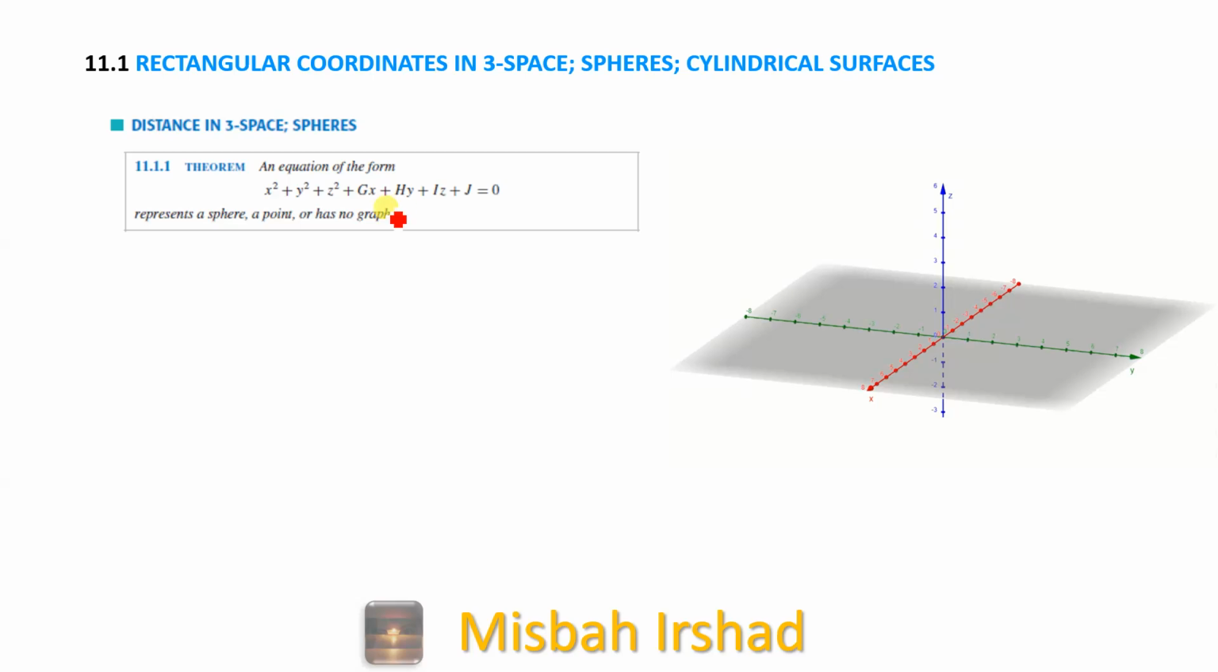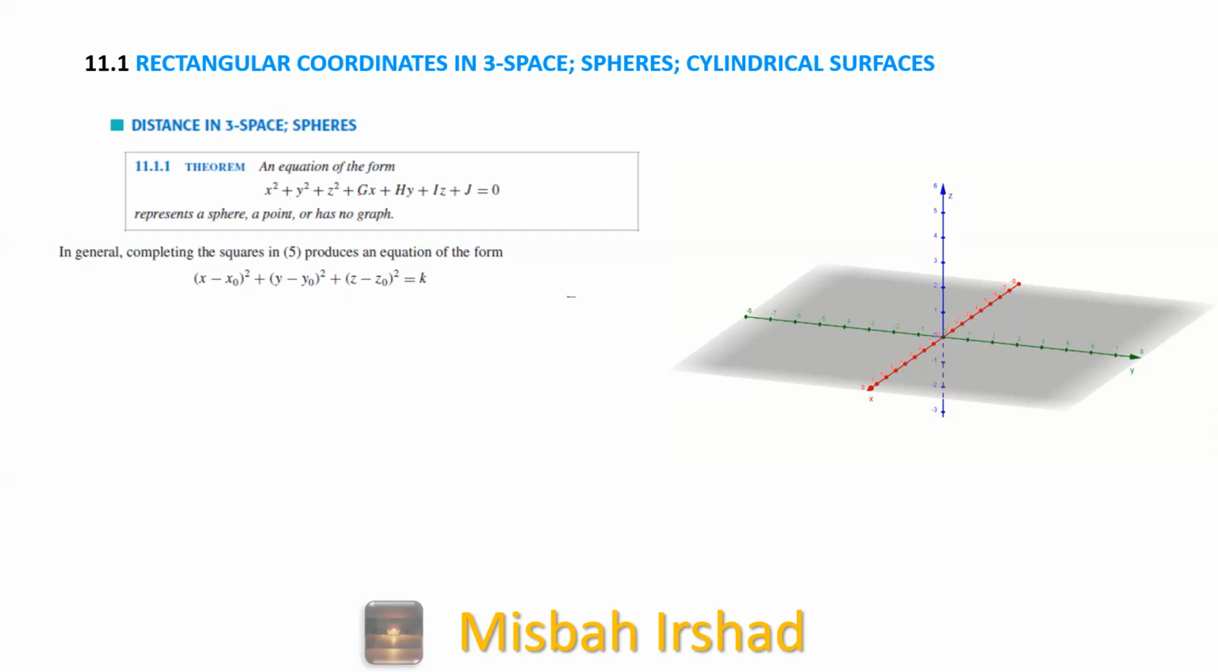So if we have an equation of this form, x squared plus y squared plus z squared plus gx plus hy plus iz plus j is equal to 0, then this equation represents a sphere or a point or has no graph. So for this, we need to convert this into this form, (x minus x naught) squared and so on. That is, we need to complete the squares, combine x terms, combine y terms, combine z terms, and complete the square. So we'll have some constant on the right hand side.